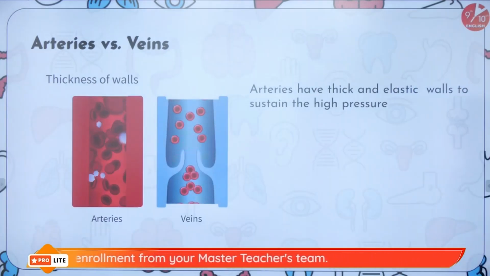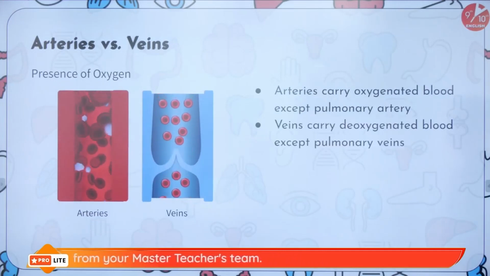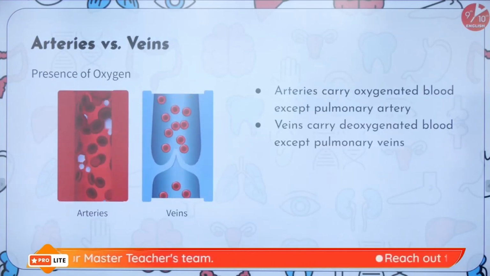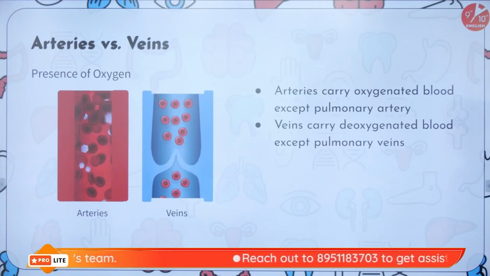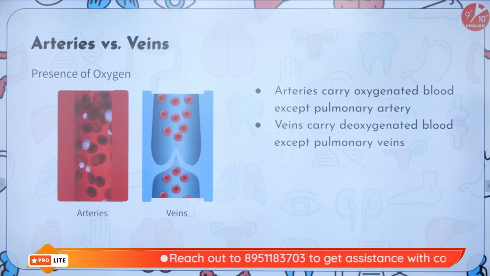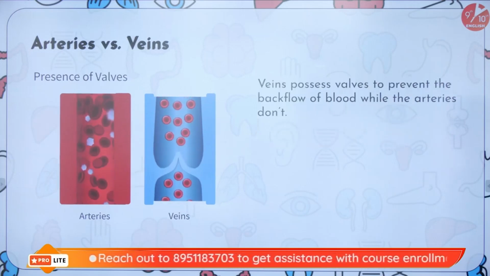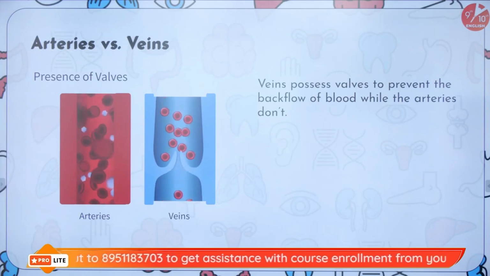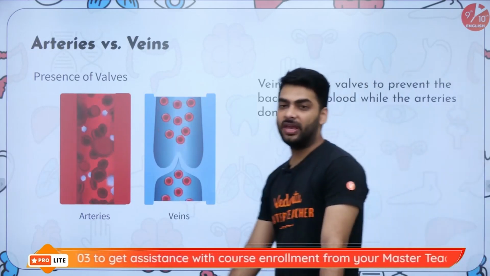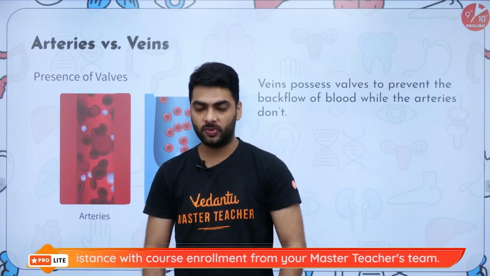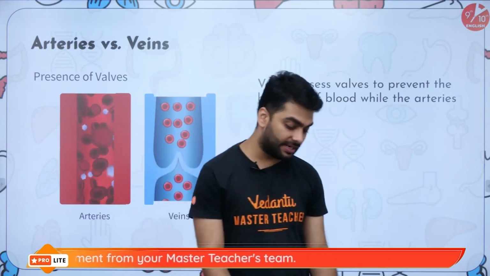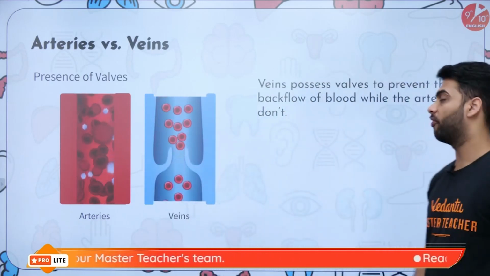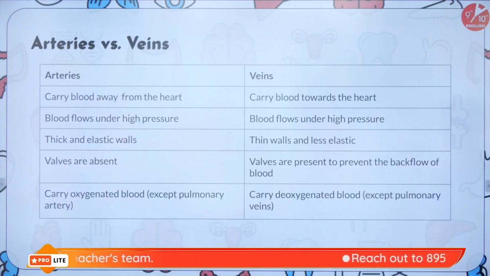Okay? Then, arteries carry oxygenated blood except the pulmonary artery, which is carrying deoxygenated blood to the lungs. Veins carry deoxygenated blood except pulmonary veins, which are carrying oxygenated blood to the heart. They have the valves to prevent the backflow of blood because they are going against gravity. Now see, veins will bring the blood to the heart. That is why they work against gravity, and that is why they have got valves to prevent the backflow of blood. So this is the difference between arteries and veins.